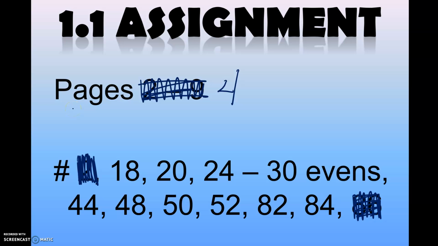So starting on page 4 in those white college prep algebra books, 18, 20, 24 through 30 evens, 44, 48, 50, 52, 82, 84. I try to jump around on the assignment to give you a few problems of each type. Just do it on a separate sheet of paper, or if you don't have paper today, you could do that on the back of your notes. As you're working on your assignment, I'll come around and grab your note cards and touch base with you if necessary.